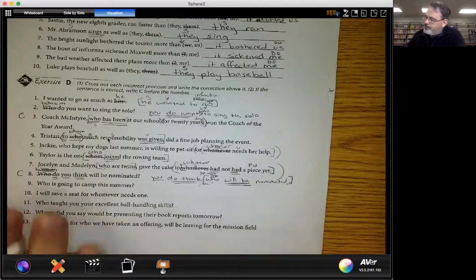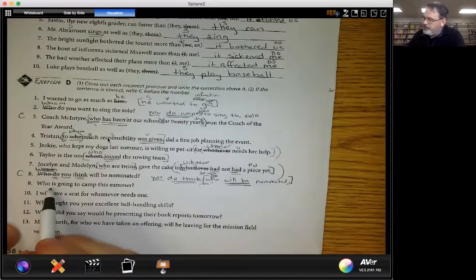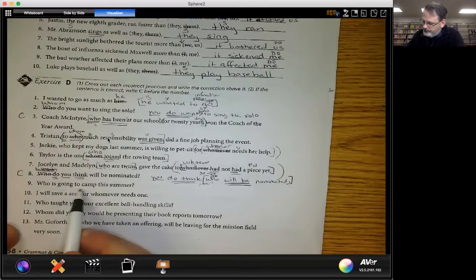Okay, and so let's look at the next one. It's going to be really similar, all right? Who is going to camp this summer?